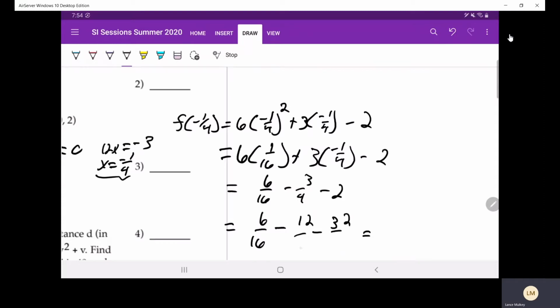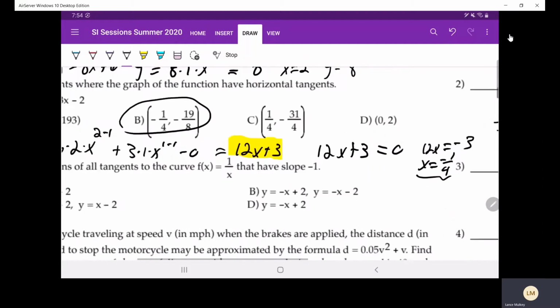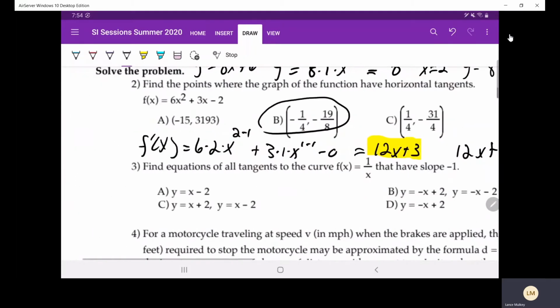Sorry, I've done a lot of stuff today. So you have over 16. So 6 minus 12 minus 32. So you got negative 6 minus 32 equals negative 38. And if you simplify, you can take out a 2 from both of these and cross them out. You have negative 19 over 8. So your answer right here is B.